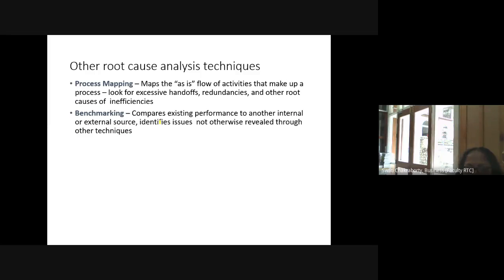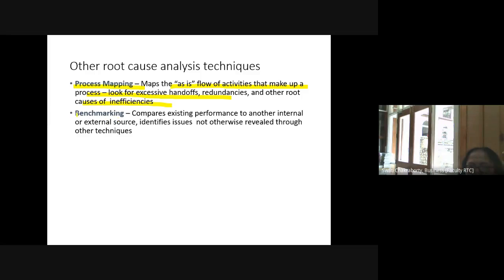Next comes process mapping. What does it map? The as-is flow of activities that make up a process, which targets excessive handoffs, redundancies, and other root causes of inefficiencies. It points out all these factors which are actually the causes of inefficiencies.